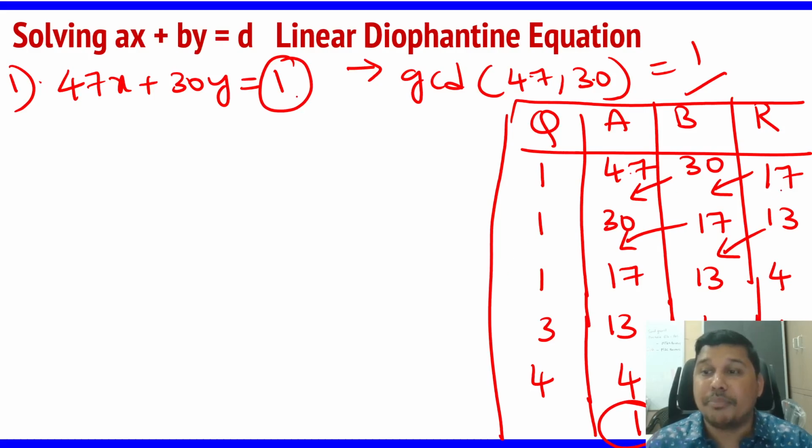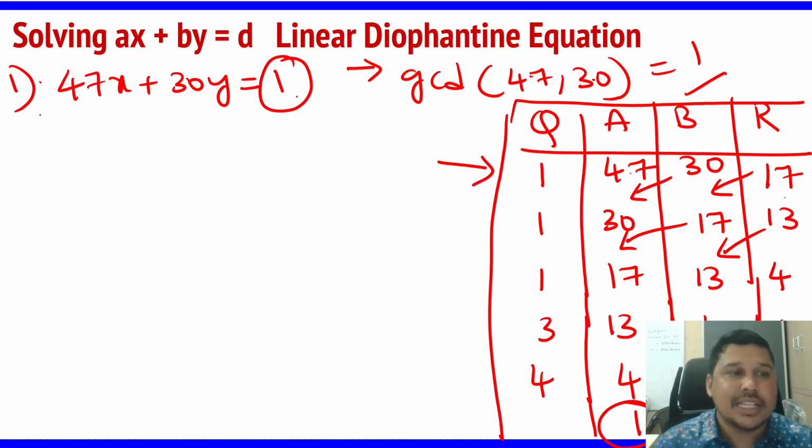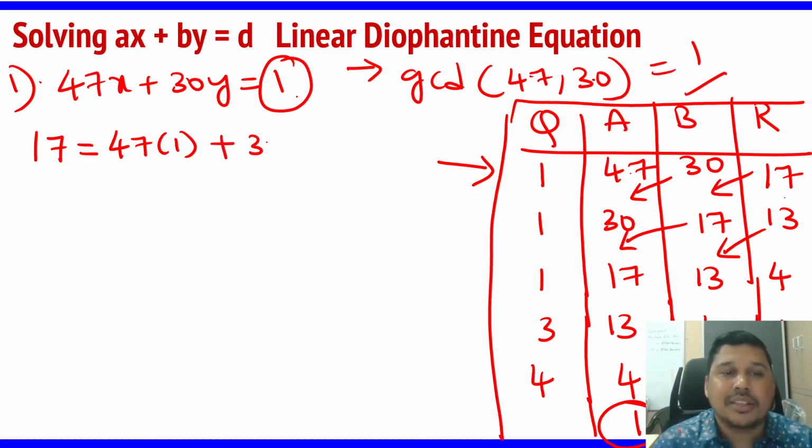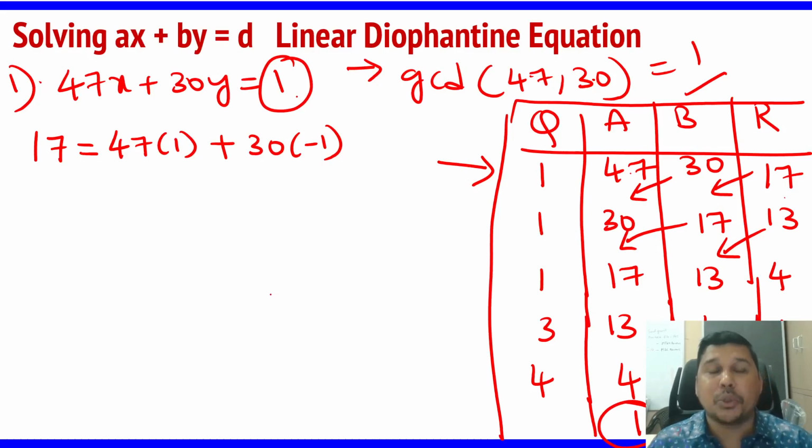Okay. Now, from this, you write equations for remainders. So, let us take the first row. In the first row, what is the remainder? 17. So, I can write 17 is equal to, using A and B, make it an equation. Can I write it like this? 47 into 1 plus 30 into minus 1. I can get 17. I am trying to write equations for remainders using those A and B's with which I got that remainder.